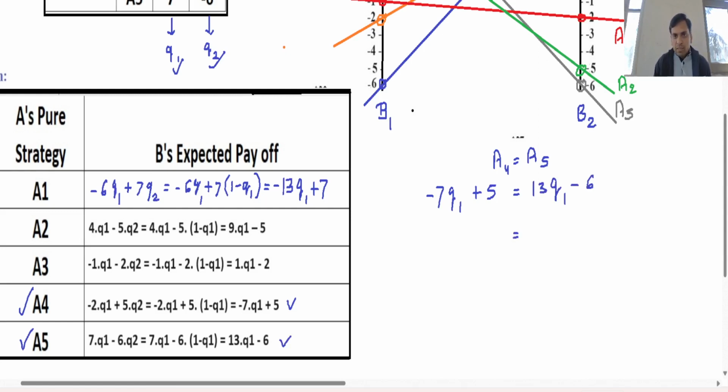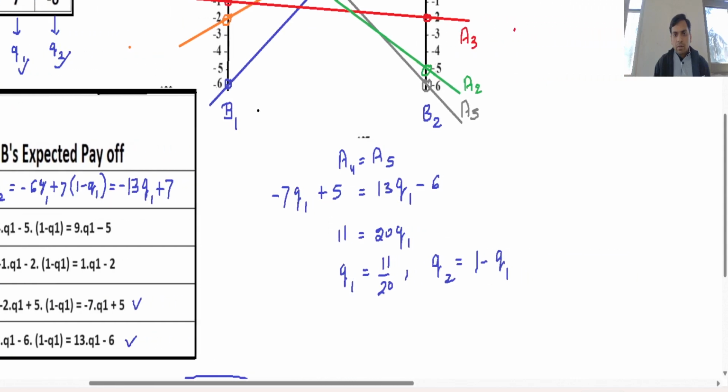Moving the 7 to this side, it becomes a total of 20 Q1, and moving the 6 to this side, it becomes 11. So Q1 equals 11 upon 20. And you can find Q2 also: Q2 is equal to 1 minus Q1. That is 1 minus 11 upon 20, which equals 9 upon 20. So this is the value of Q1 and Q2.